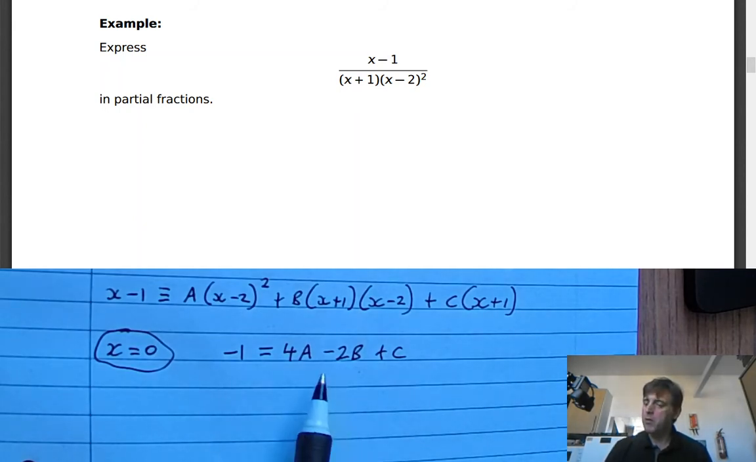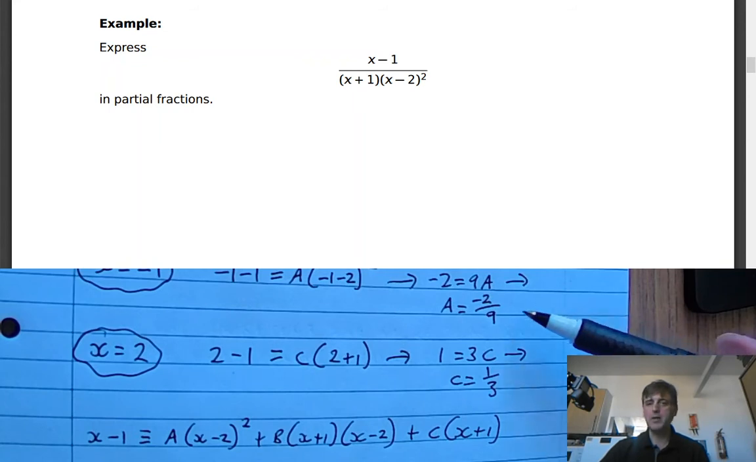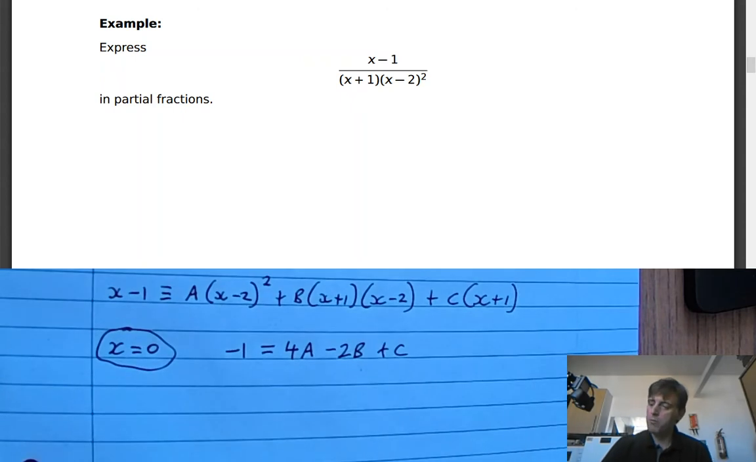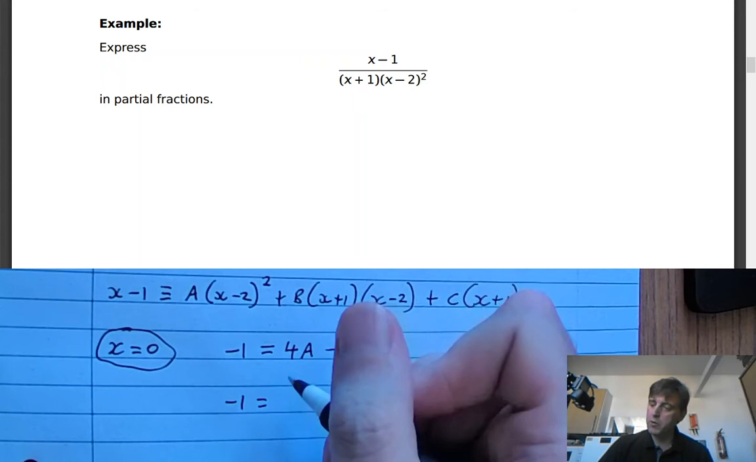So how does this help? Because it seems like we've not eliminated the a or the c here. We wanted to. However, of course, we have got values for a and c now. So we could just substitute those values in and see what we end up with. Let's do that and see what happens. So we end up here with -1 equals, the value of a we found was -2/9.